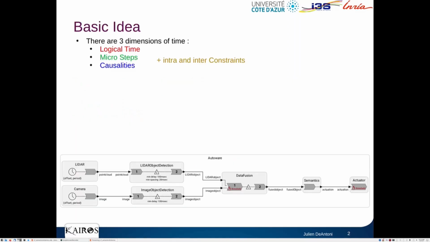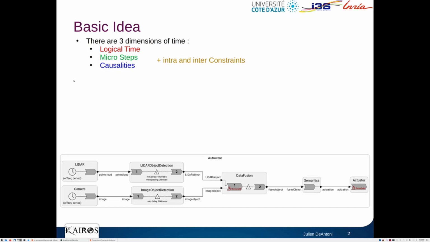So the basic idea is that there are three dimensions of time: the logical time, the microsteps, and the causalities inside the microsteps. And these different dimensions of time are actually constraints themselves and between themselves. So I will take the auto-where example of Lingua Franca to illustrate the different dimensions of time.